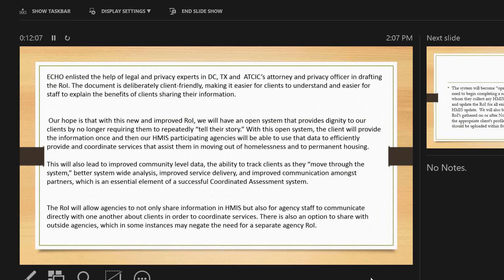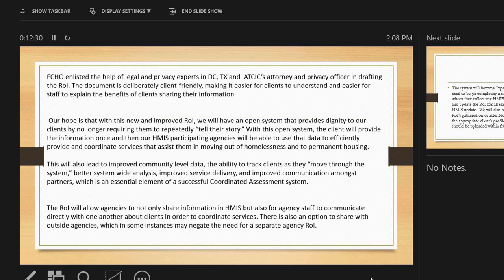So our hope is that with this new and improved ROI, we will have an open system that provides dignity to our clients by no longer requiring them to repeatedly tell their story at every individual agency. With this open system, the client will provide the information once, and then our HMIS participating agencies will be able to use that data from that one intake to efficiently provide and coordinate services that assist clients in moving out of homelessness and into permanent housing.